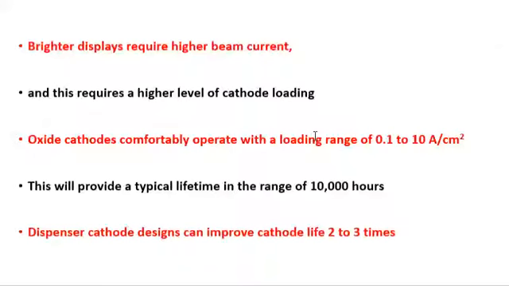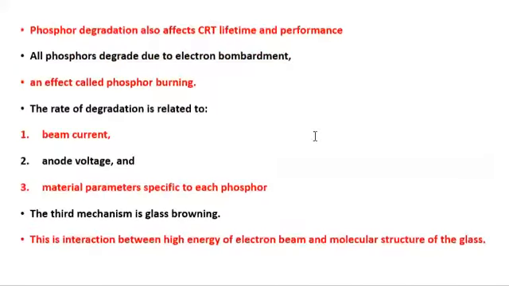And of course, if you operate within this range, you can have a typical lifespan for the phosphor of around 10,000 hours. We also use a technique which we call the dispenser cathode. This dispenser cathode is another approach of designing the cathode in such a way that the lifespan can be multiplied two times compared with the one without it, or even three times. Now, the phosphor degradation also affects the lifetime and of course the performance of the CRT.